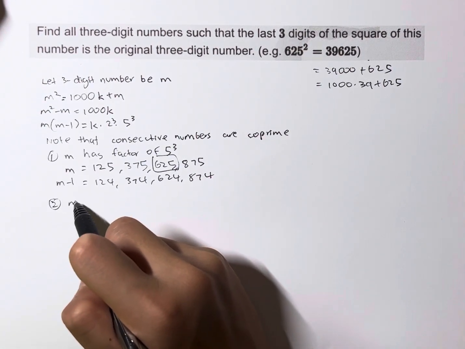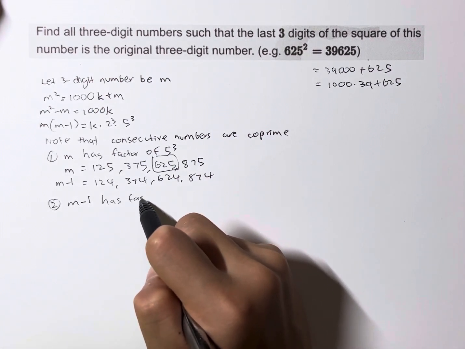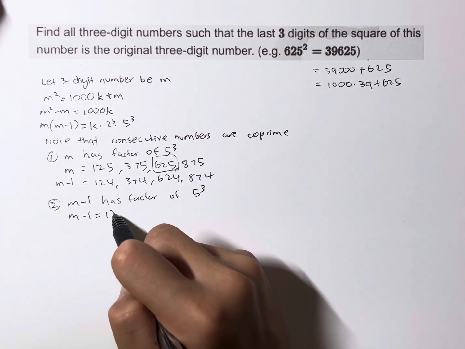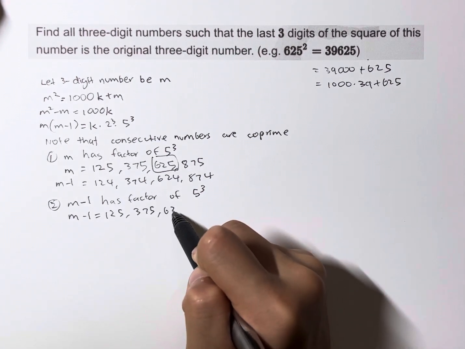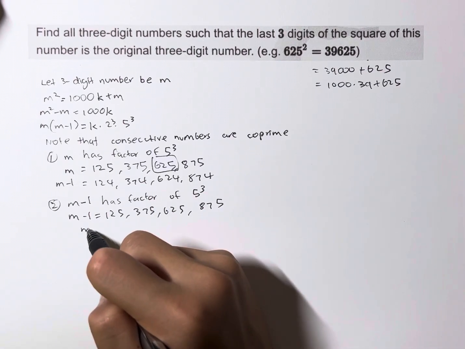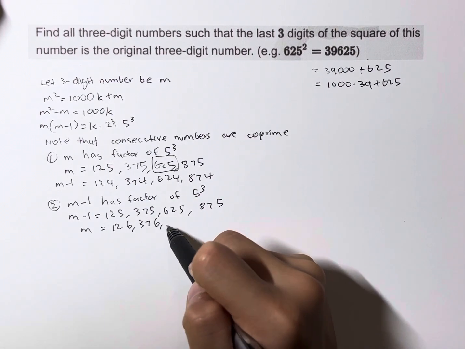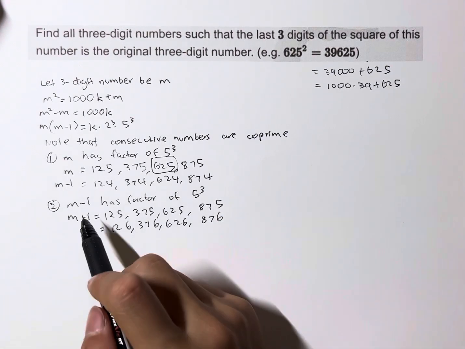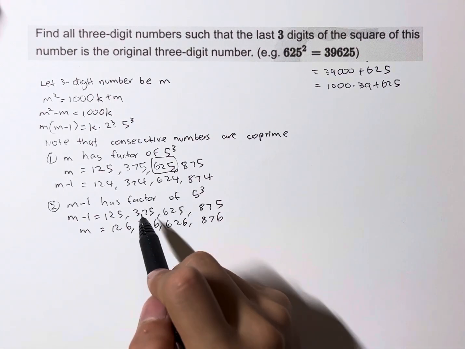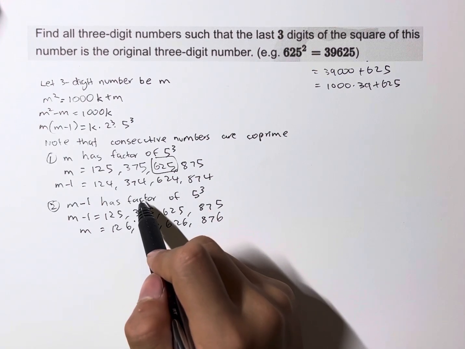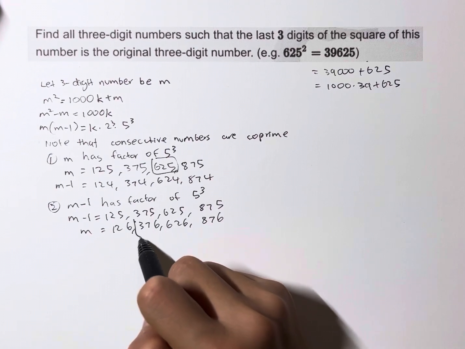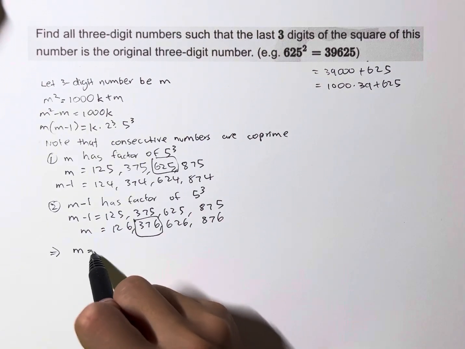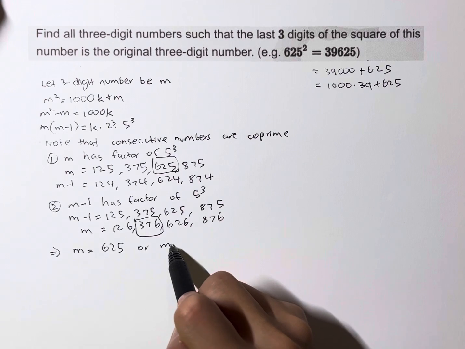Now the second case is the opposite: m minus 1 has a factor of 5 cubed. m minus 1 will equal 125, 375, 625, and 875. Then m will equal 126, 376, 626, 876. Note that when m equals 376, m minus 1 is 375, and m has the factor of 2 cubed. It's the only working one that has a factor of 2 cubed. So this means that m equals 625 or m equals 376.